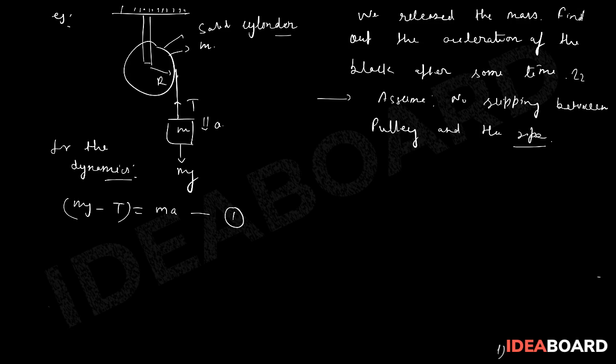And now you know that you cannot solve this with only this one equation, so you need to write something for the pulley. So for the pulley, this is the center of mass of the pulley. If you draw the FBD, there will be mg force and there will be T tension. So for this pulley, let us draw the diagram separately. So mg force is here, there is a T tension.